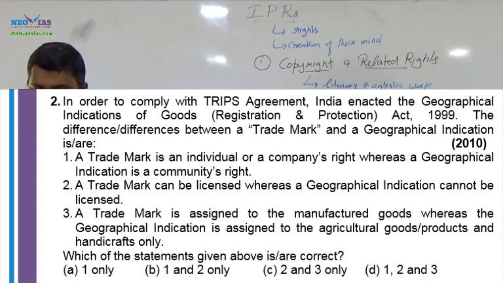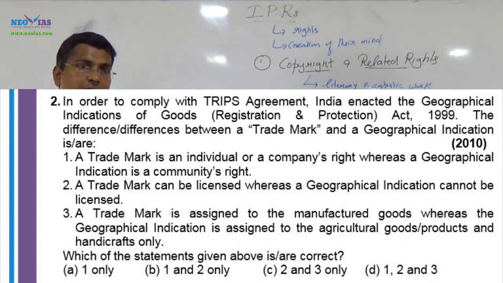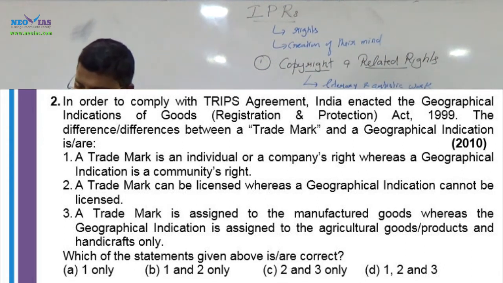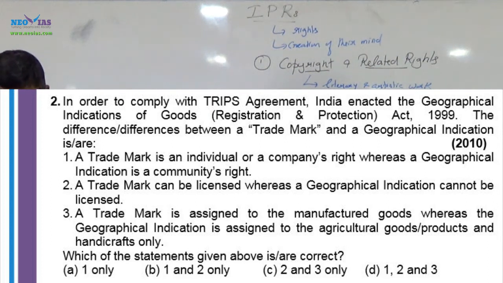In order to comply with the TRIPS agreement, we'll discuss in detail what the TRIPS agreement is. It's an agreement of the WTO which deals with intellectual property rights. India enacted the Geographical Indications of Goods Registration and Protection Act 1999. The difference between a trademark and a GI, they are asking for the difference. First statement: a trademark is an individual's or a company's right, whereas a GI is a community right. What about the first statement?